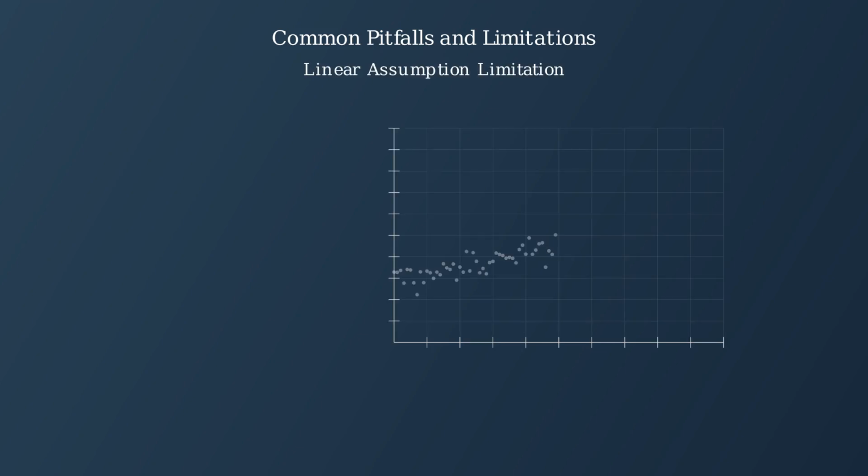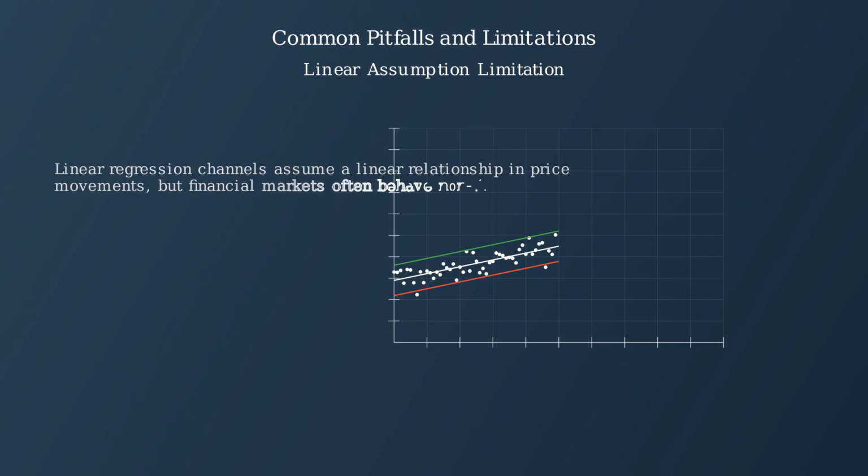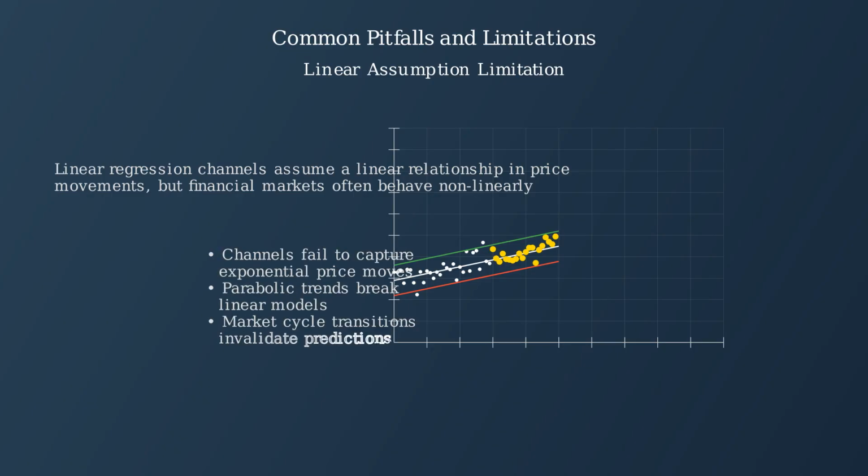Let's examine the common pitfalls and limitations of linear regression channels. The first major limitation is the linear assumption. Linear regression channels assume price movements follow a linear relationship, which isn't always accurate in financial markets. Financial markets often exhibit nonlinear behavior, especially during parabolic runs or market cycle transitions. When prices move exponentially, the linear channel fails to capture the true market dynamics.